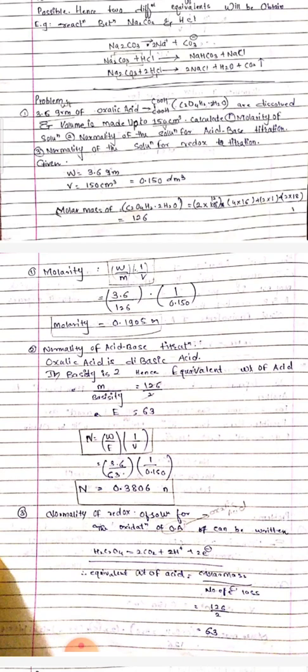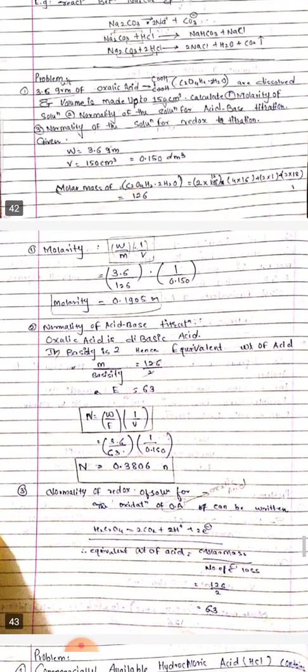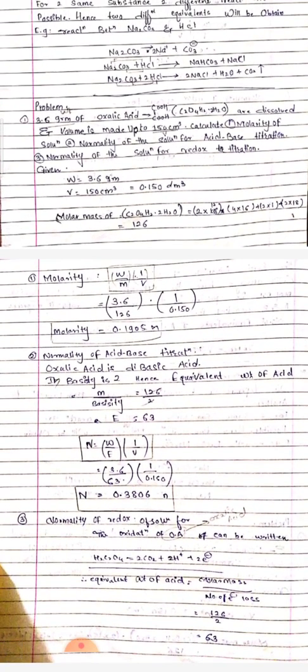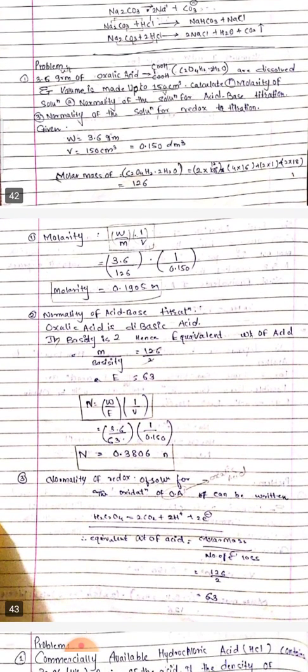In case of oxalic acid, first of all we have to calculate the molarity, W by M into 1 upon V. M is given to you. If it is not given, then you can calculate the molar mass of that compound, oxalic acid. Their formula is given. Then you just multiply the atomic mass by the number of atoms present. Here you can see that a solved example is there.